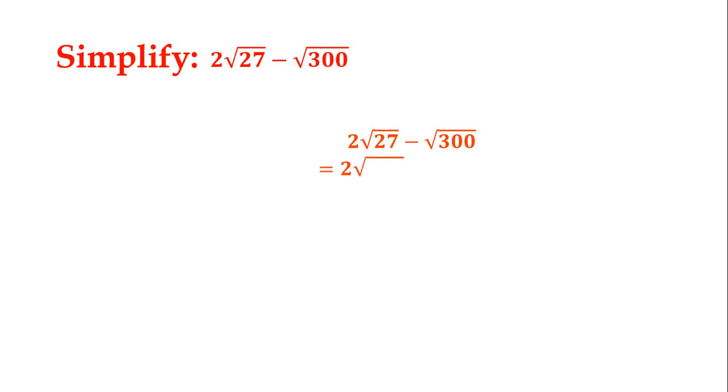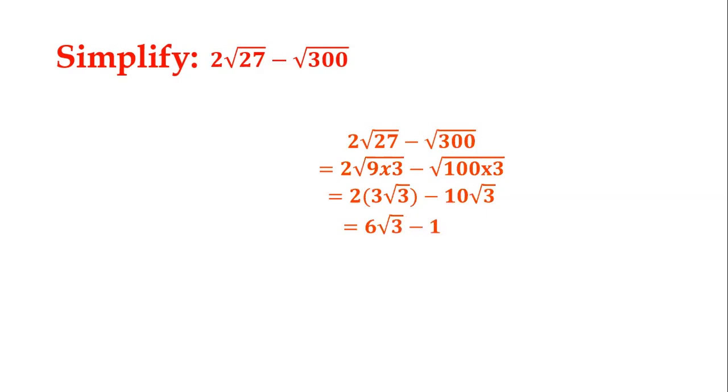2 root 27 is nothing but root of 9 multiplied by 3, minus root 300. How can I write 300? 300 is nothing but 100 multiplied by 3, isn't it? Now I am going to find the root. So 2 multiplied by root 9, which is 3, gives 3 root 3, minus root of 100, which is 10, isn't it? Root of 100 is nothing but 10 root 3. Now 2 multiplied by 3 is 6 root 3 minus 10 root 3, isn't it?